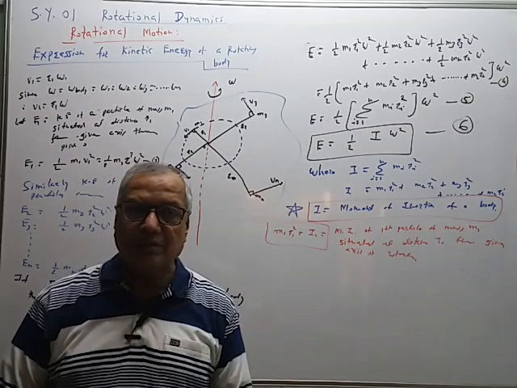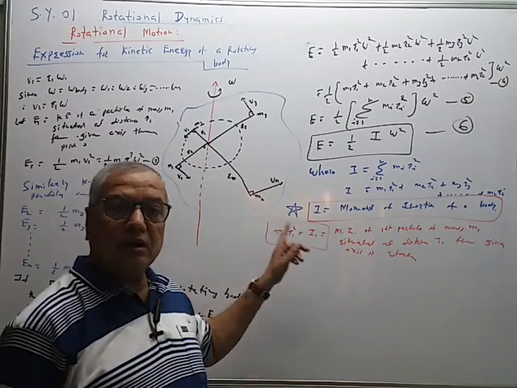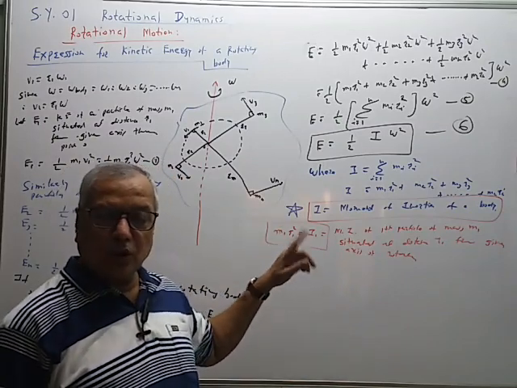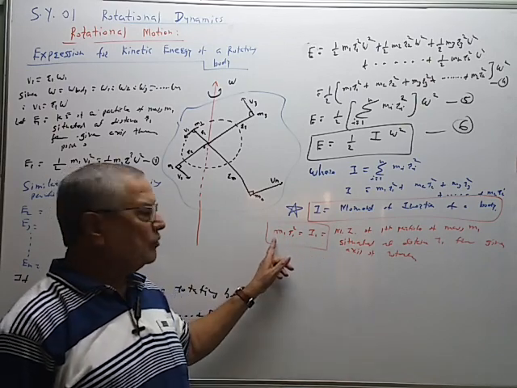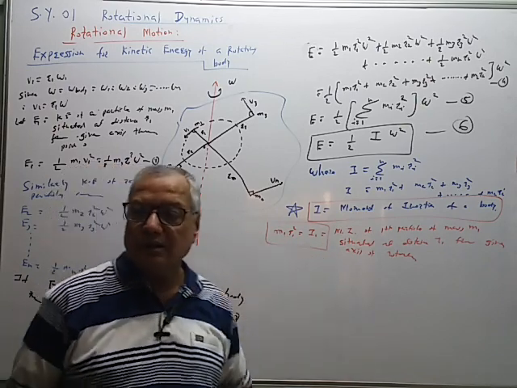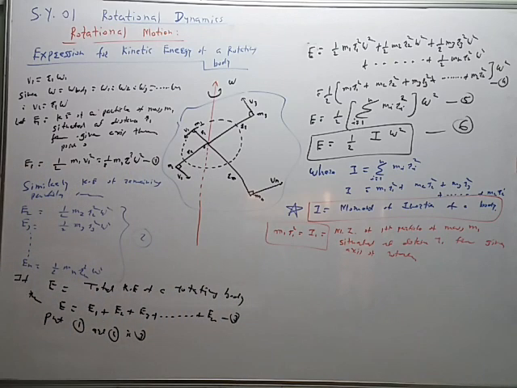Also, we can find the moment of inertia of the earth orbiting around the sun. So m1 will be the mass of the earth and r1 is the radius of the circular path of the earth around the sun, like this. So in this way, this equation can be used to find the moment of inertia like this. So this is one relation, kinetic energy of the rotating body.